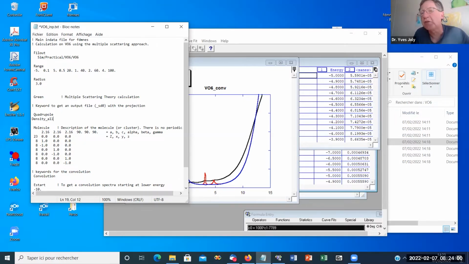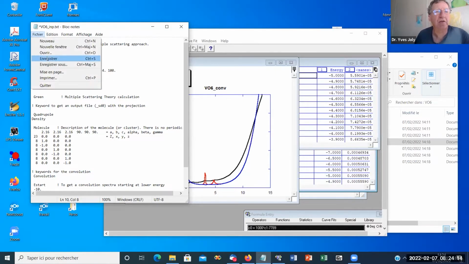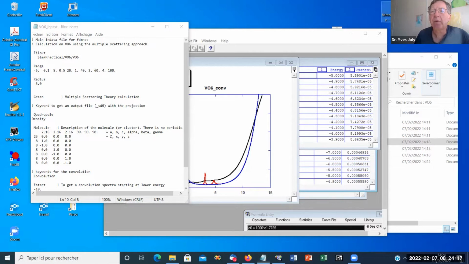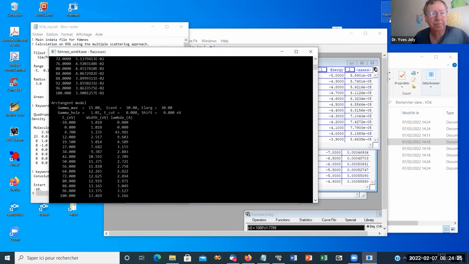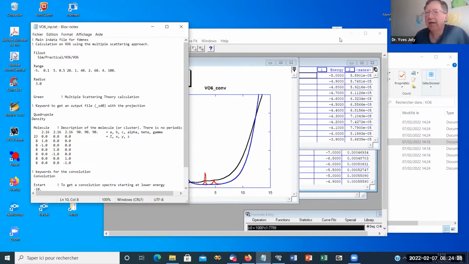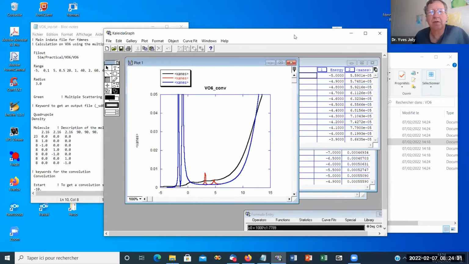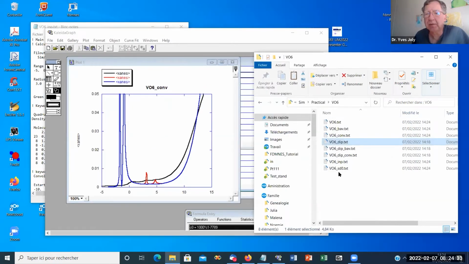That is also the one of oxygen. But maybe here I don't mind. So I will have only the one of the vanadium, of the absorbing atom. So I save, I run again. And now, maybe you will see there is a new output, VO6 underscore SD0, like state density, and 0 is for the absorbing atom.